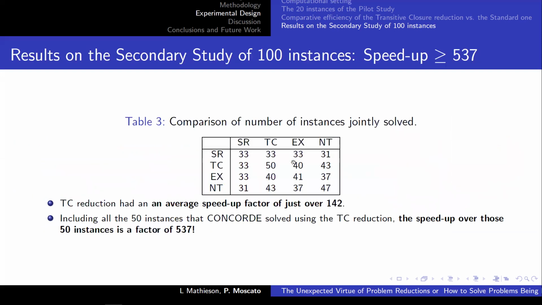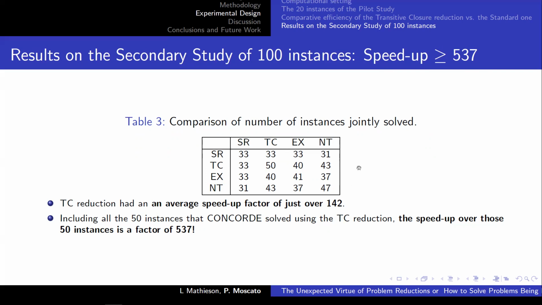If we look at the total number of instances of this 100, we have seen that the transitive closure-based reduction was able to solve 50 out of 100. And if we look at the speed up factor that we observe when other different methods have been able to solve the same instances, we see that it was around 142, and the speed up is at least 537 for those instances for which none of the other methods were able to solve.